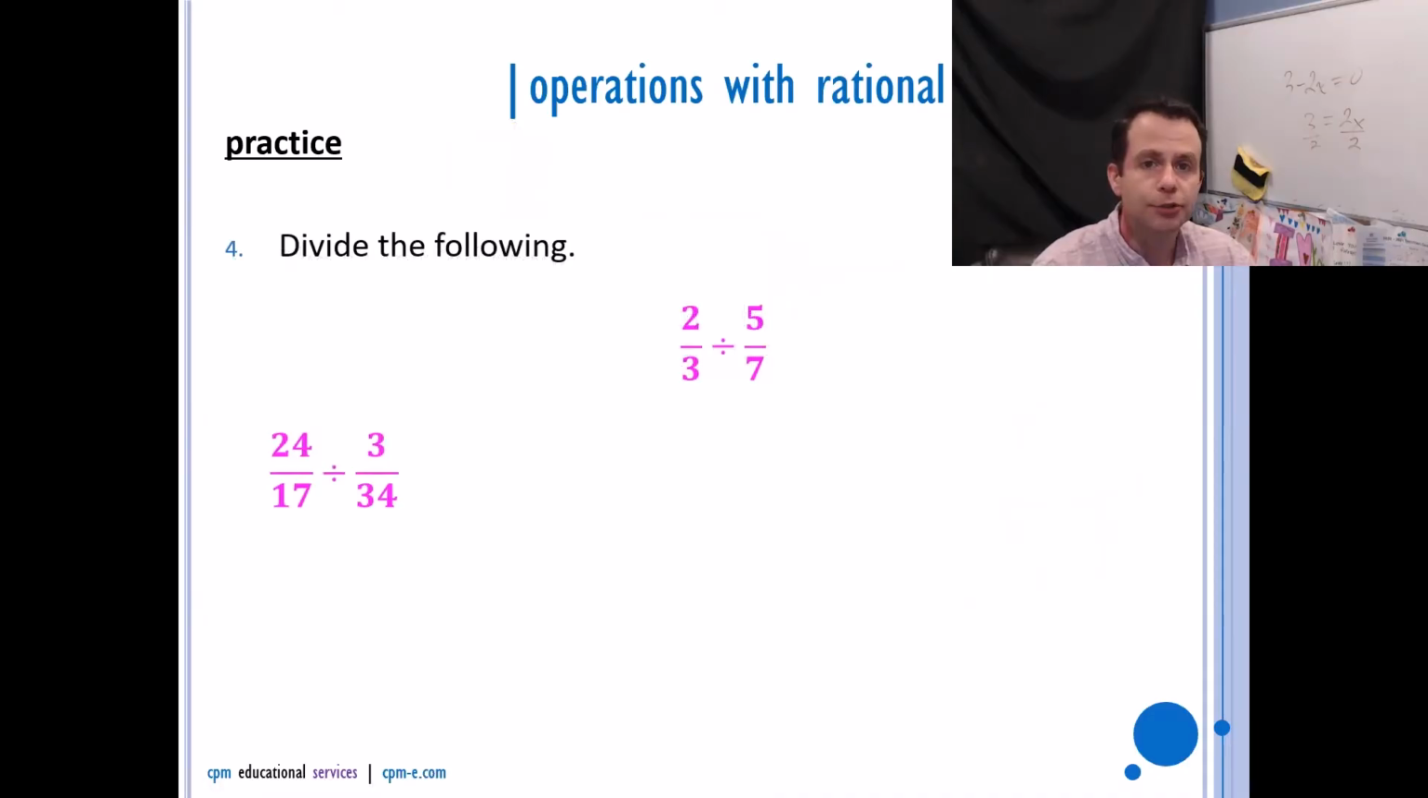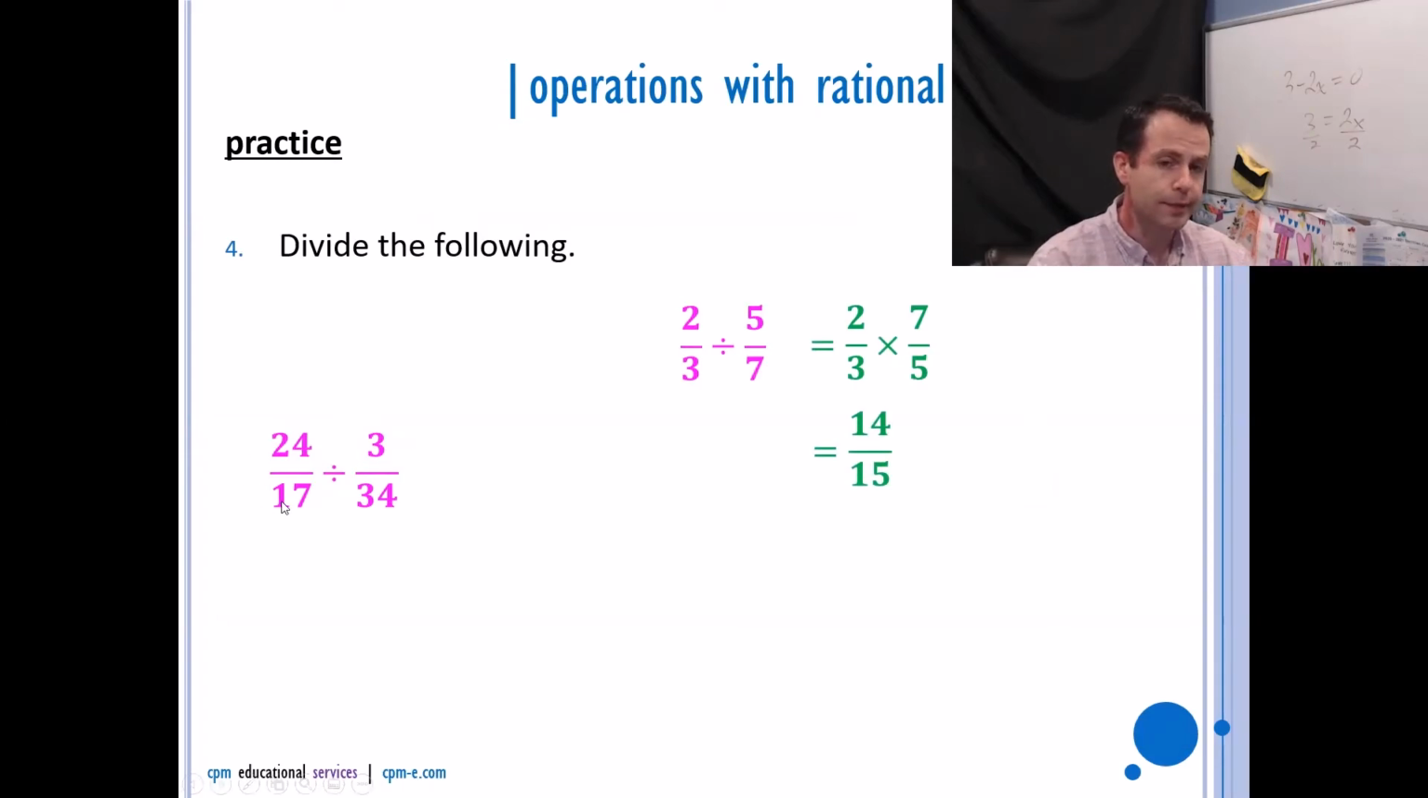All right, let's try division. So division, very similar to multiplication. You just have to change it to multiplication and flip that second fraction. So when you see 2/3 divided by 5/7, the first thing I want you to think of is rewriting that as a multiplication statement. So that'll be 2/3 times 7/5. Then you can just multiply the tops, multiply the bottoms. So you've got 14/15. Okay.